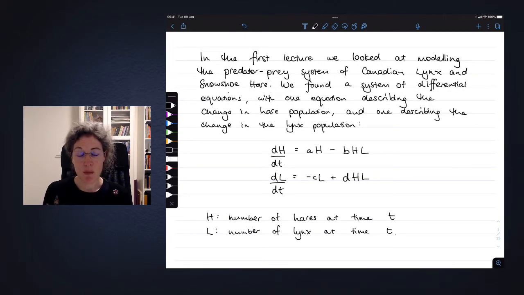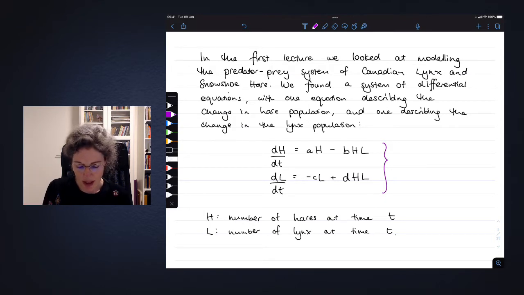Well, right way back in the first lecture I gave you an example of trying to model an ecosystem that consists of Canadian lynx and snowshoe hares, a predator-prey situation, where we basically put together two differential equations which modeled the behavior, the population behavior of the two species.